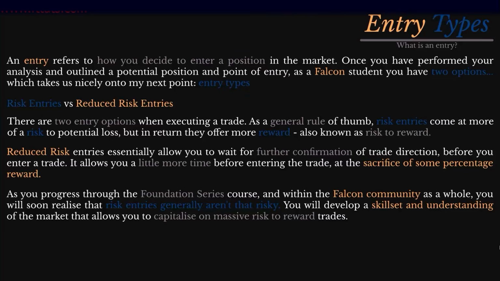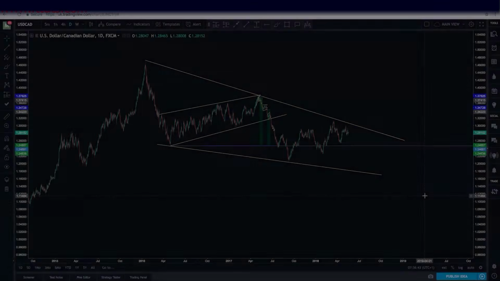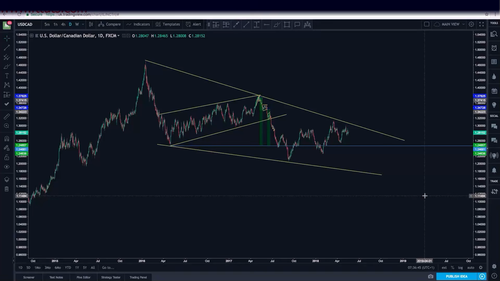So now let's take a look at some entry types on the market. Let's look at what the reduced risk entries and the risk entries actually look like. So let's take a look at that now. So now let's take a look at our entry types, stops and targets, and then build on that by learning how to scale into the market.